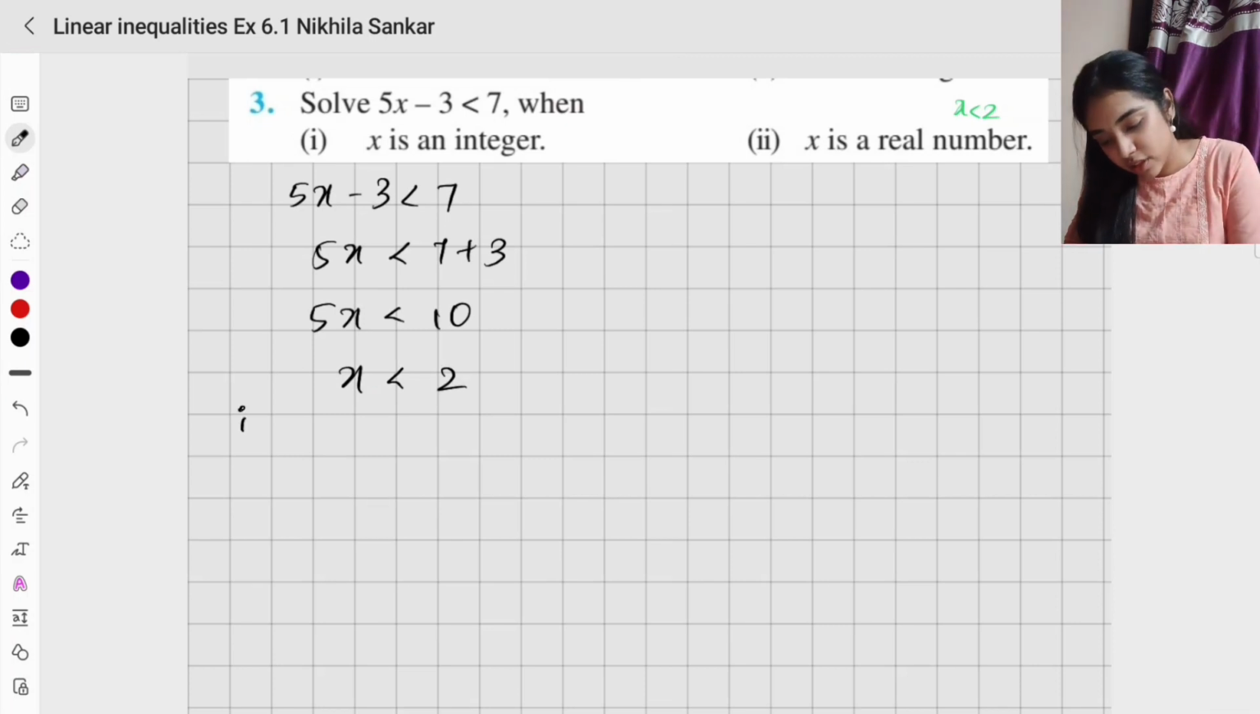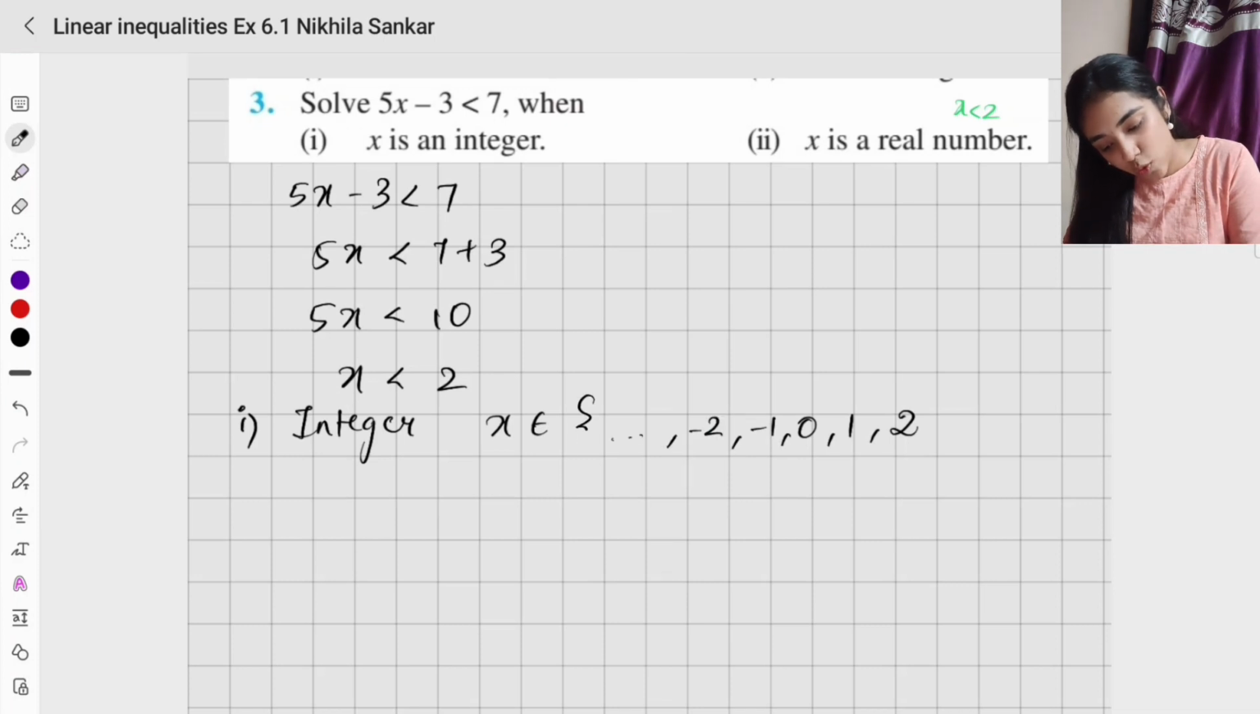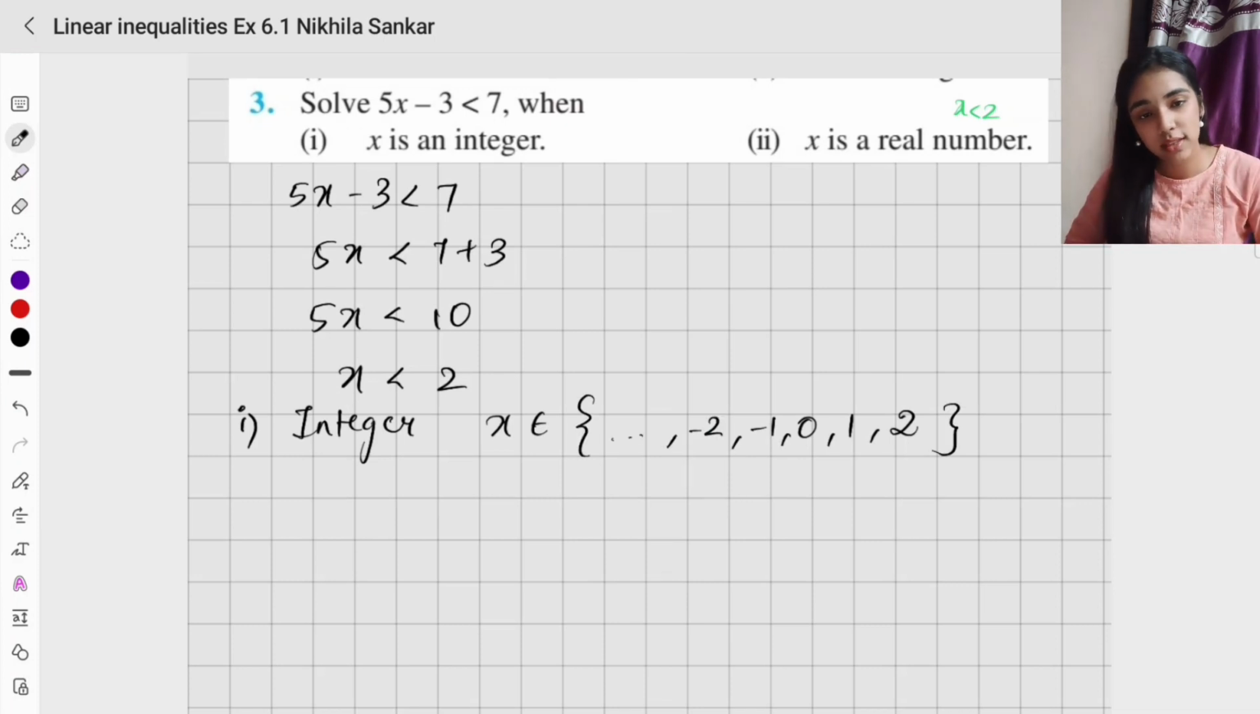x is an integer. So first subsection, integer means it will have all the positive and the negative numbers. So x belongs to 2, we have x less than 2. So 1, 0, -1, -2 and so on until -infinity. It includes all the integers.